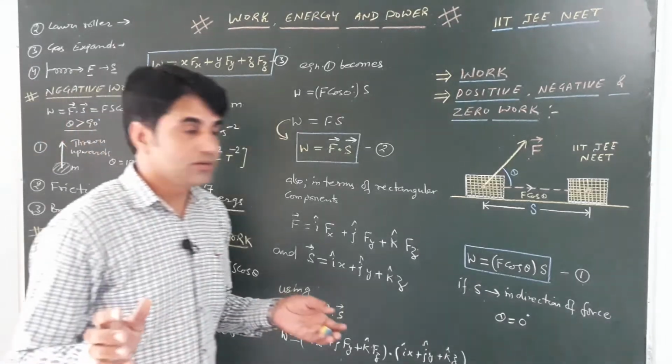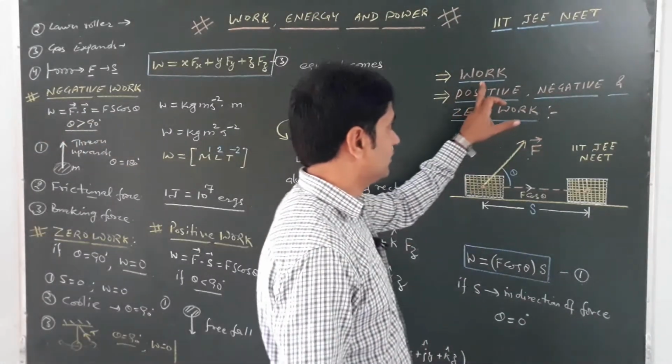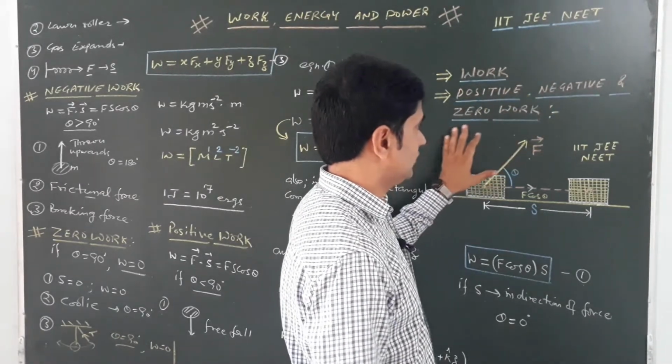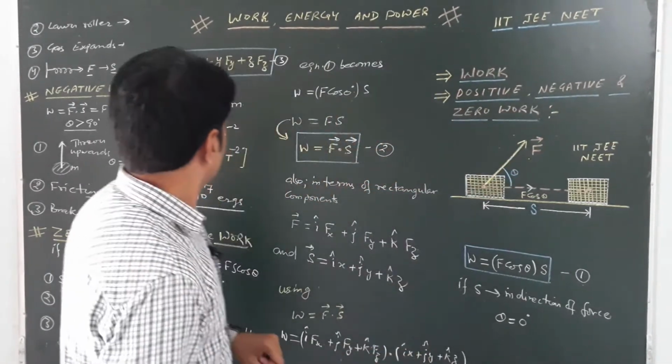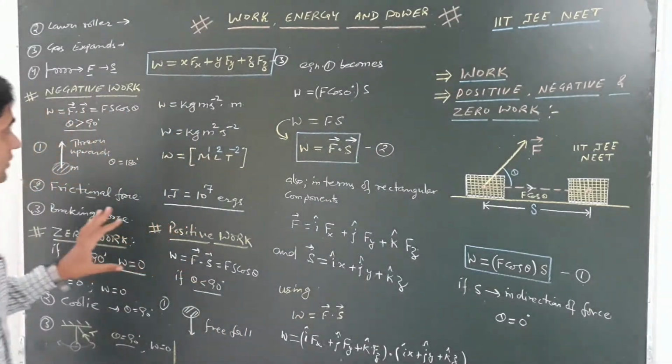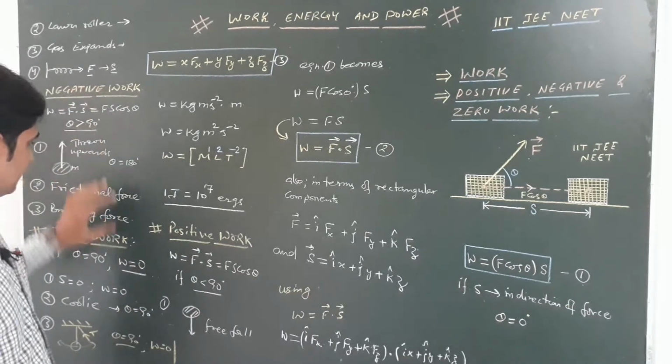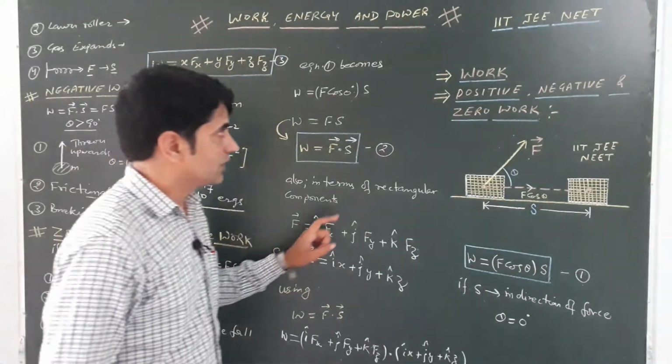So welcome again, all of you. We are discussing the topic work done: in what conditions the amount of work done is positive, negative or zero. We will discuss all these with examples.